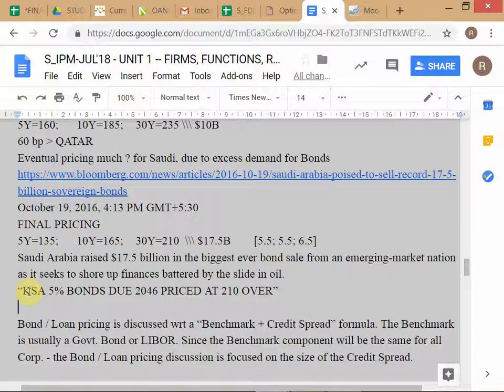So 210 over means that if you want to find out the total yield, you'll have to find out what the 30-year US Treasury yield is. Go to the US Treasury website, find the 30-year yield, and then add 2.1% to that, and you'll find out how much Saudi Arabia paid on an all-in basis for 30-year bonds. Is everyone clear? Yes, sir. Okay.